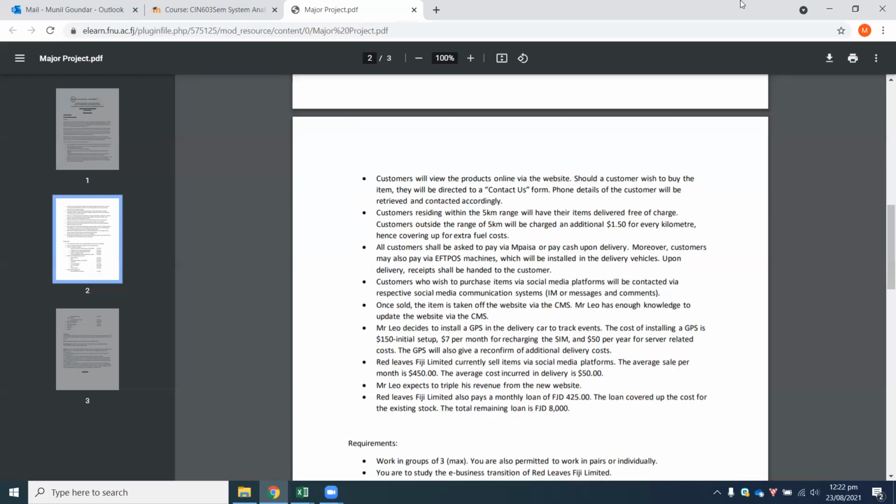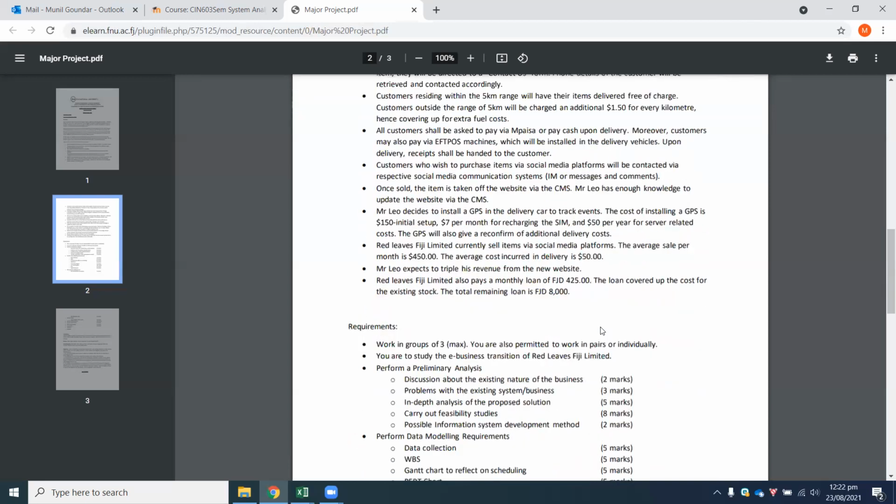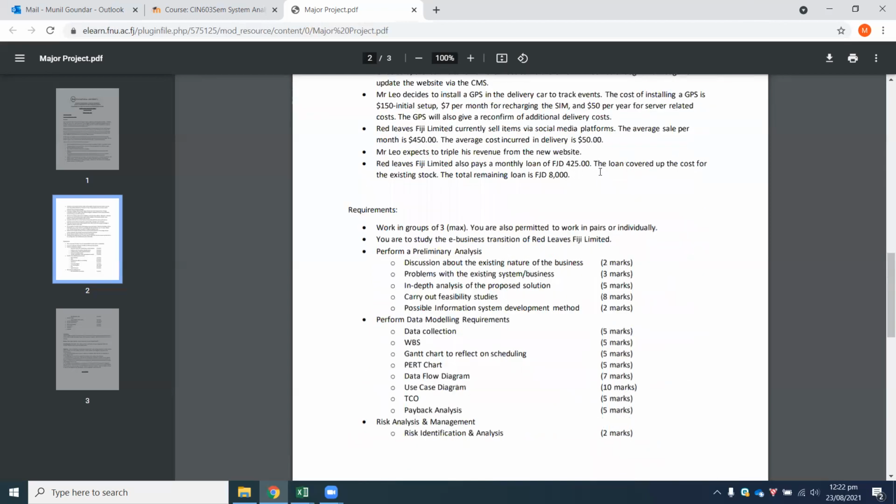So this becomes an ongoing expense or operating expense for the business. The total remaining loan is $8,000. So total is $8,000 remaining. So you can do the math. So $8,000 divided by 425. So that will give you the number of months in which the loan is remaining.